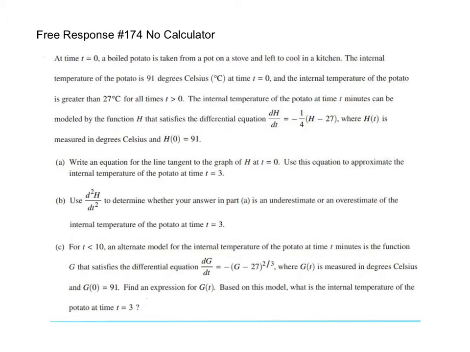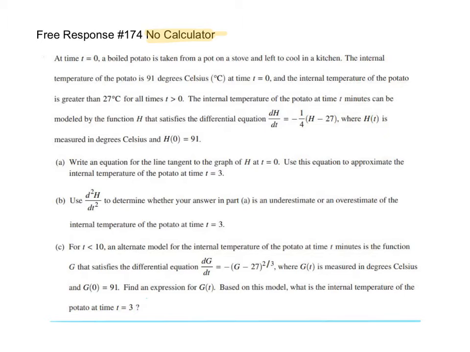Hello again. We're working on our AP free response question number 174. This is a no calculator problem. Just highlight that there to remind us. We'll read through it here, and then on the next slides we'll go through and solve each of the pieces of this problem, A, B, and C.